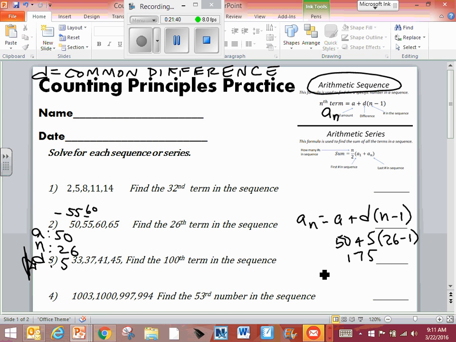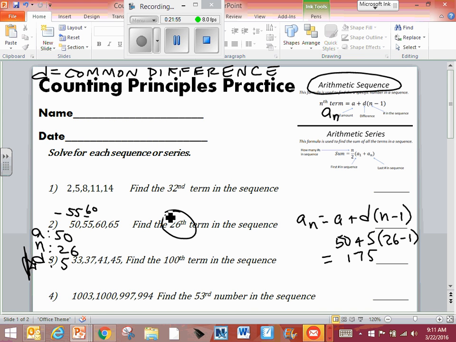Write down all your work. That way, if you miss something that makes the whole thing wrong, I can try to give you credit for, like, well, you just put in the wrong number at the beginning. So here's the question you're being asked there. In this sequence, what's the 26th term?